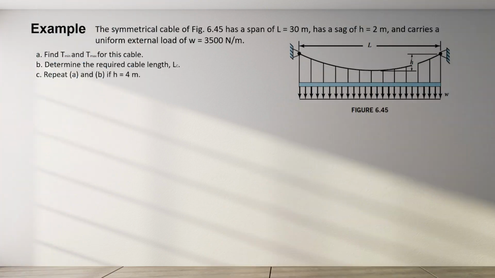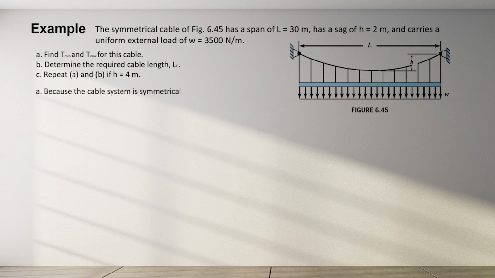Let's look at another example. The symmetrical cable of figure 6.45 has a span of L equals 30 meters, has a sag of H equals 2 meters, and carries a uniform external load of w equals 3,500 Newtons per meter. We are asked to find: A, the T minimum and T maximum for this cable; B, determine the required cable length LC; C, repeat A and B if H equals 4 meters.